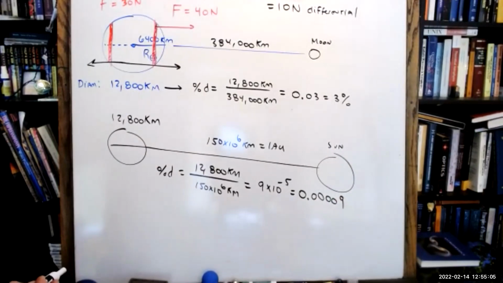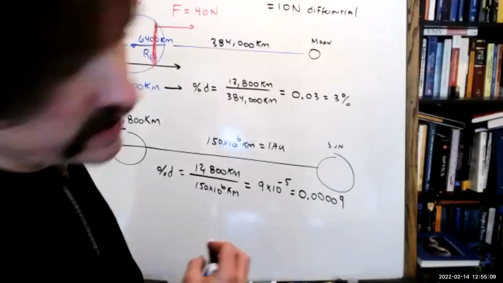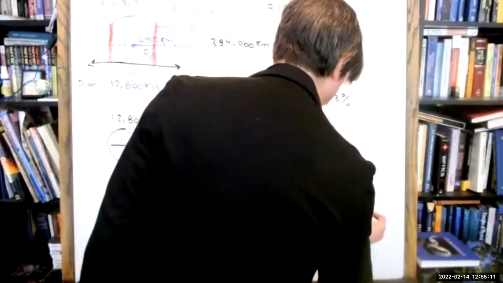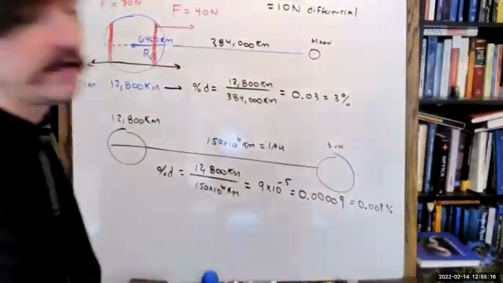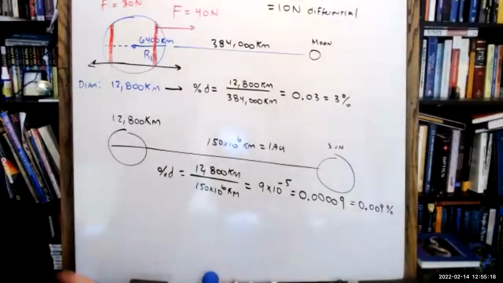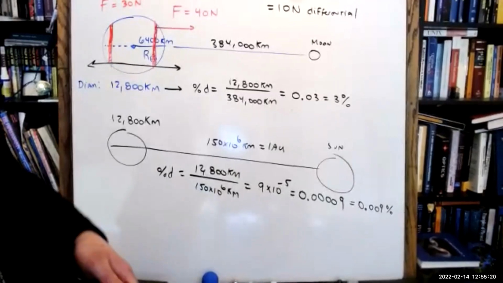Who knows how to do percents? Is that 9 1,000ths of a percent? Very good. But we would write it as 0.009%. Yes, exactly. 9,000ths of 1%. You could say 9 1,000ths, I suppose.